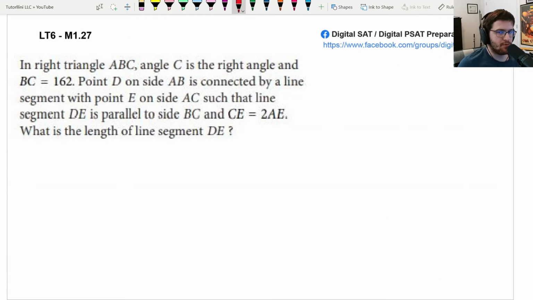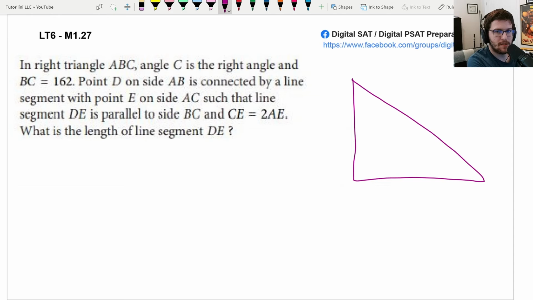Okay, this is module 1, question number 27. So I'm first going to draw this picture. It's going to be easier for me to do it over here off to the right. It says C is a right angle, so why don't I call this A, B, and C. Then it says point D on side AB. Okay, so I'm going to put that here. Point D is connected to a line segment with point E on side AC.